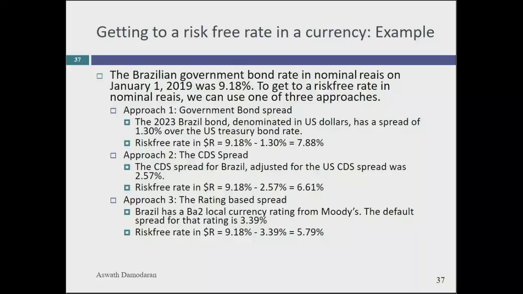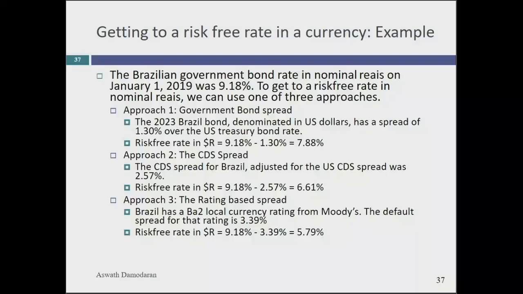Depending on which one I use, I get very different risk-free rates in reais. If I use the government bond spread of 1.3%, my risk-free rate in reais is 7.88%, 9.18 minus 1.3%. If I use the 2.57%, my risk-free rate is 6.61%. And if I use 3.39%, I'm sorry, Brazil had a Ba2 rating. I said Baa2, it's Ba2 rating. The spread is actually 3.39%. The risk-free rate is 5.79%.